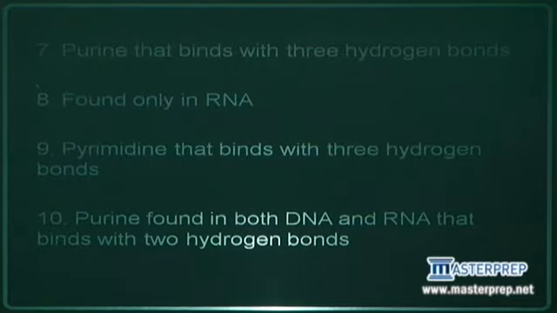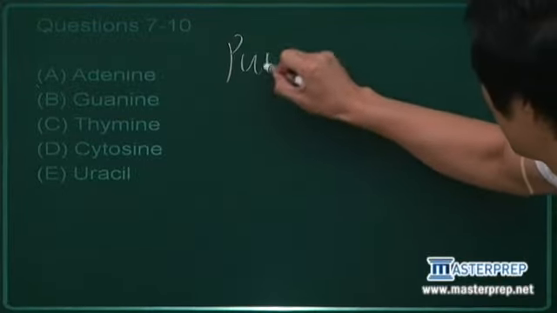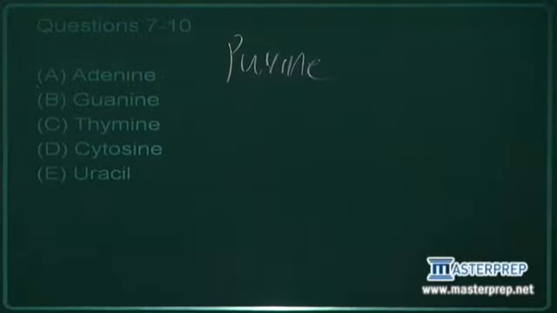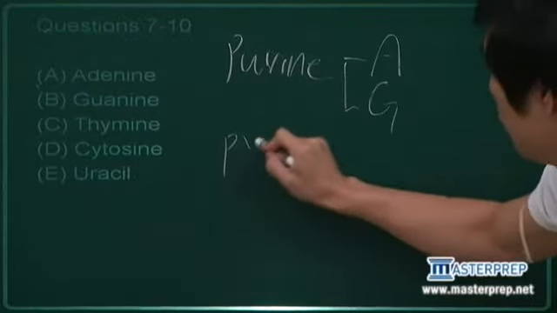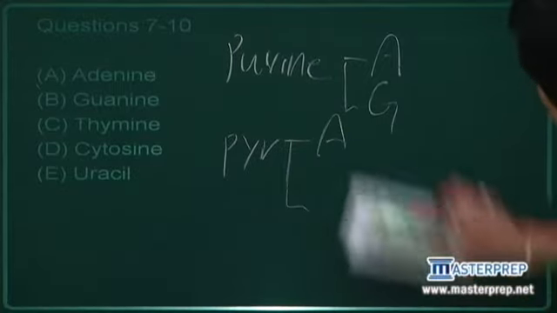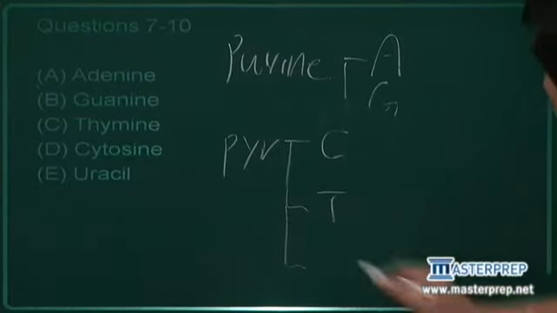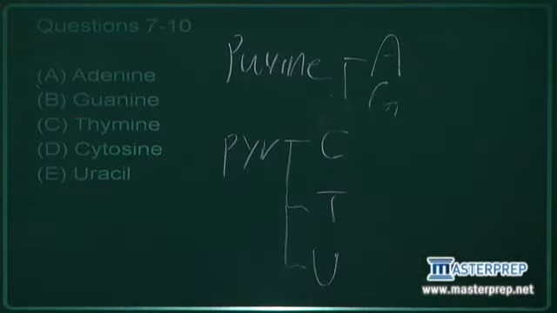Okay, let's go to number 7, purine that binds with 3 hydrogen bonds. Okay, so for the purines, you have adenine and guanine. And for the pyrimidines, you have cytosine, thymine, and for the RNA, uracil, right?